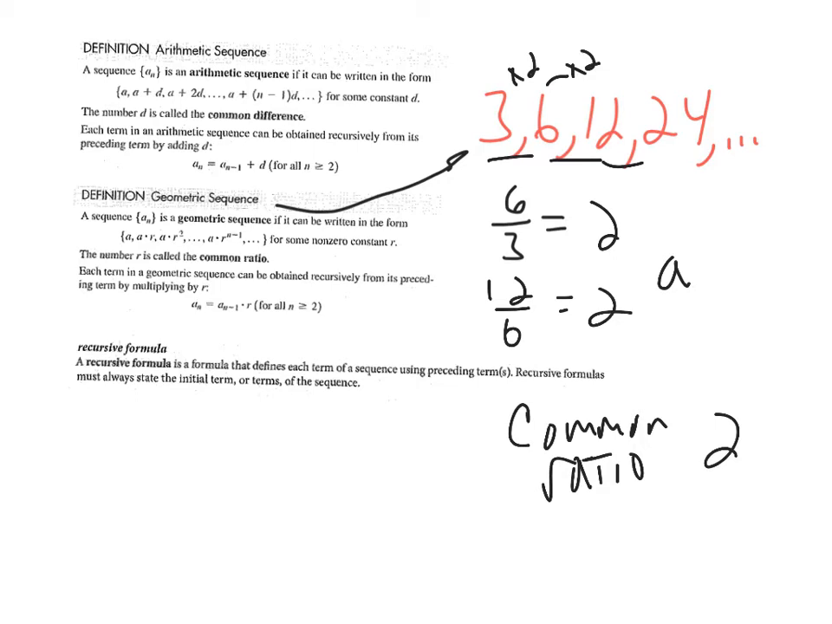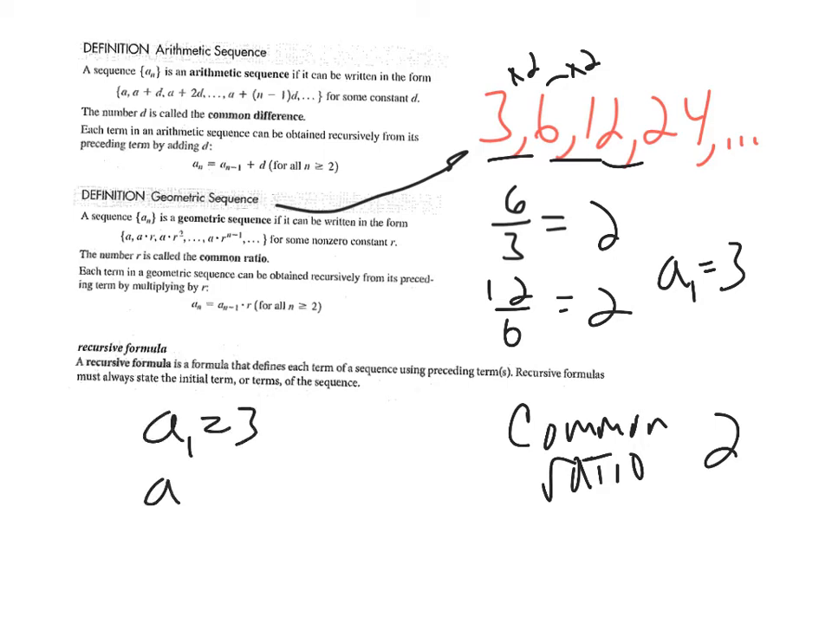I've seen some books use G for geometric. We'll just use A to keep it the same. In this case, the very first term is 3. And if I wanted to write a recursive formula for this, I would write A sub 1 equals 3.